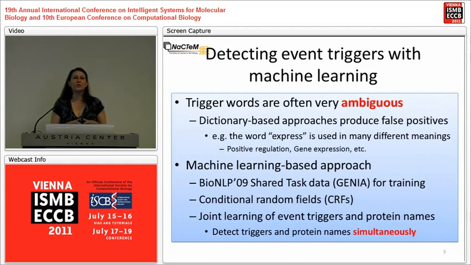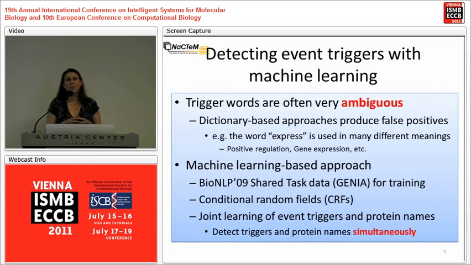Of course, as you will see in the paper, in the literature, other people have suggested different ways to use dictionaries and improve the extraction of triggers for events. Why is it ambiguous? If you look at the verb express, you can have various meanings. It can be used as a positive regulation or a gene expression and so on.